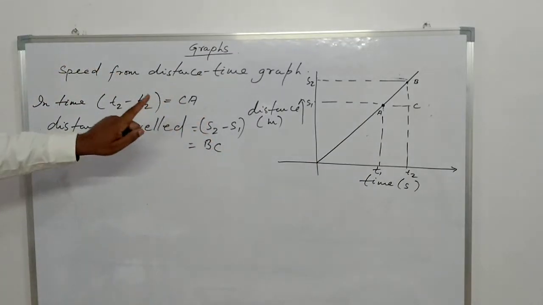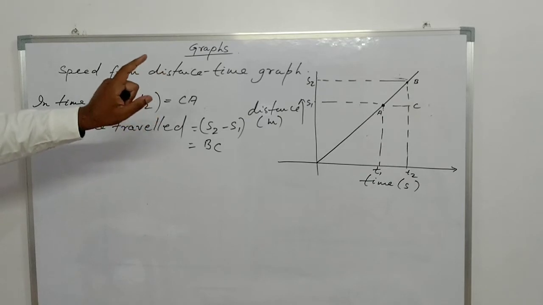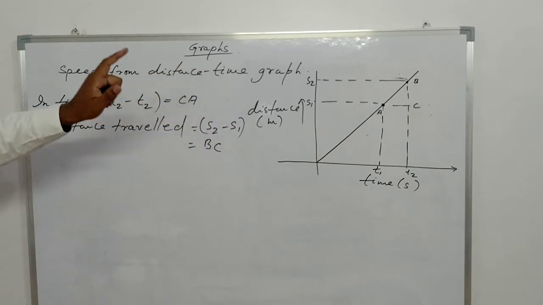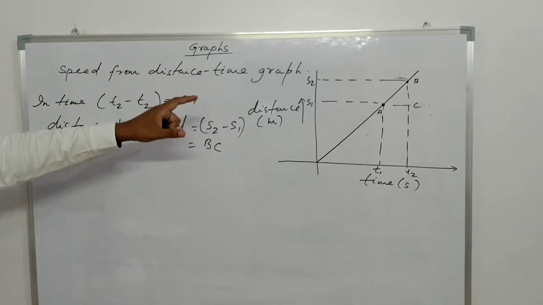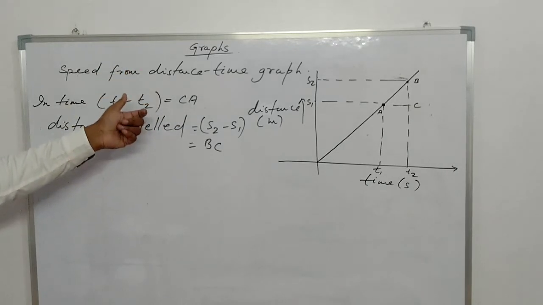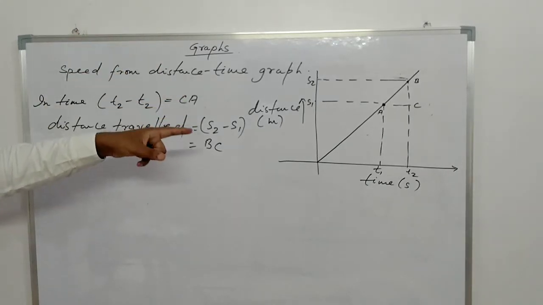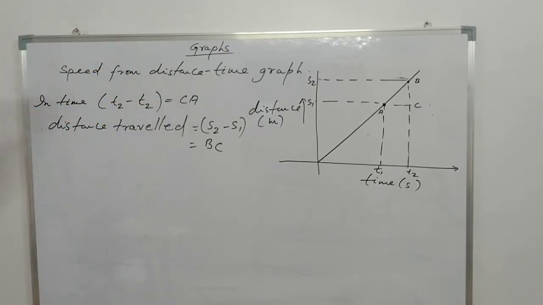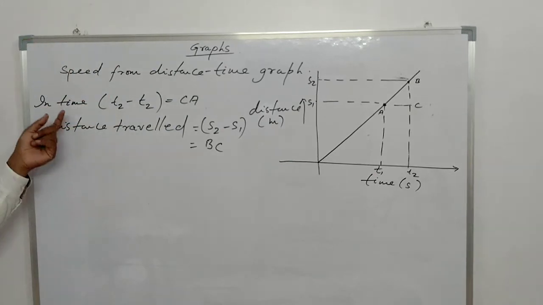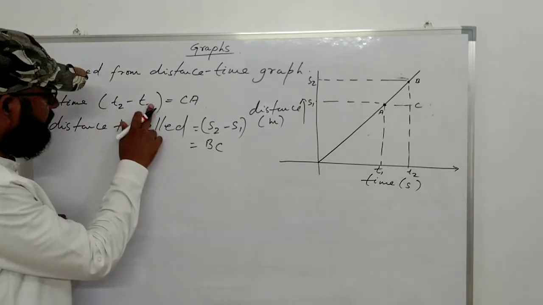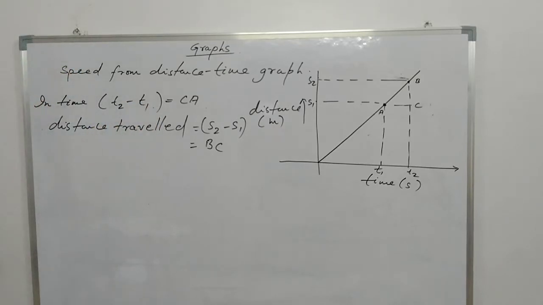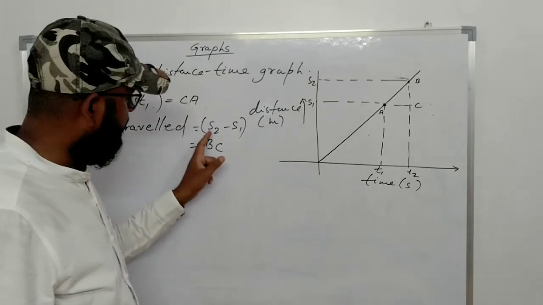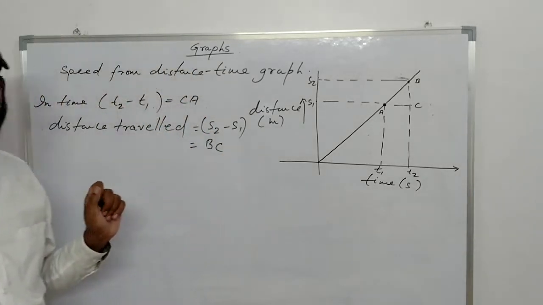Okay, I am repeating again. Consider a small portion AB of this graph. From both points A and B draw perpendiculars to the x axis and y axis. Corresponding to point A, the distance travelled by the body in time t1 is s1, and corresponding to point B, the distance travelled by the body in time t2 is s2. So the time t2 minus t1 is equal to CA, and the distance travelled, s2 minus s1, is equal to BC.